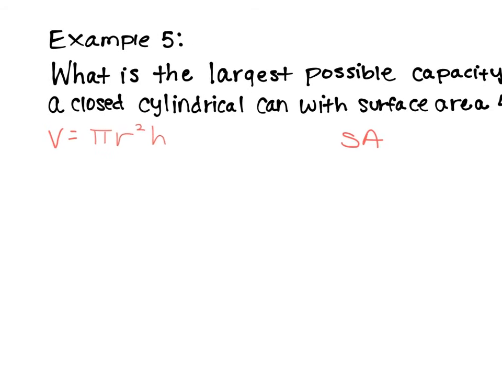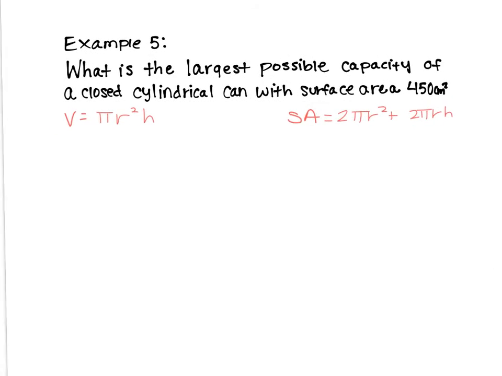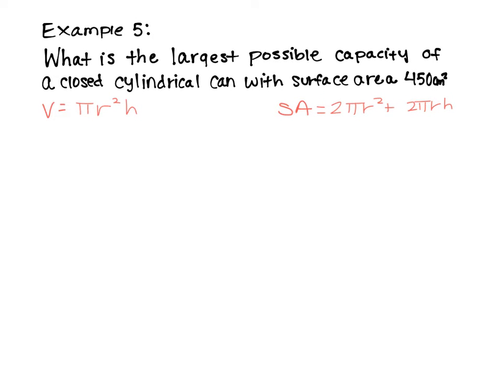And the surface area of a cylindrical can is going to be the 2 circles, so 2 of the pi r squared, plus the area of the rectangle that makes up the entire sides, which is 2 pi r times h. So that's our surface area formula. So we're going to use both of these. So we do know that the surface area is 450 centimeters squared. So I can plug that in right there.